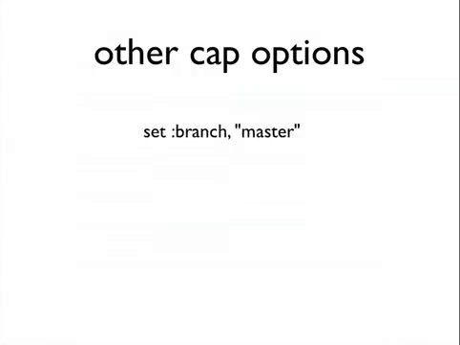Now, other options for Capistrano you can use with Git is to set the branch to something different. You might have a deployment branch, you might have a production branch. I believe by default it's master, but you can set it to something else.